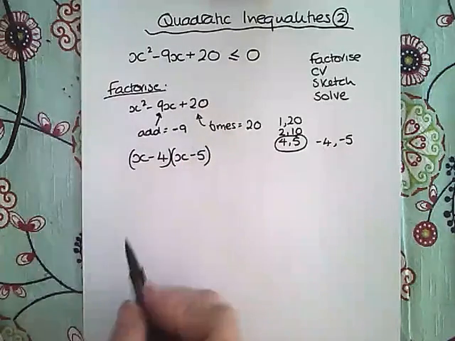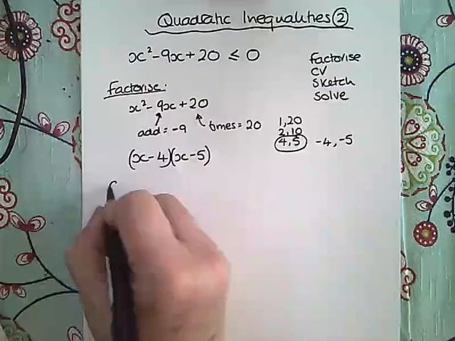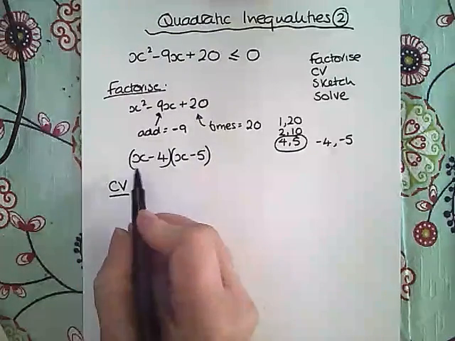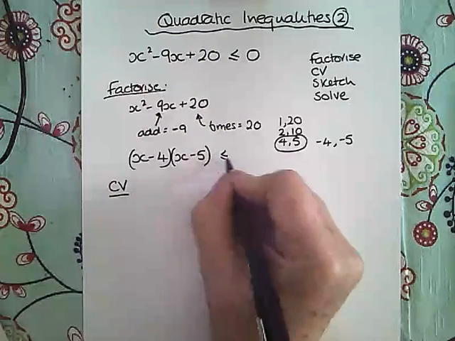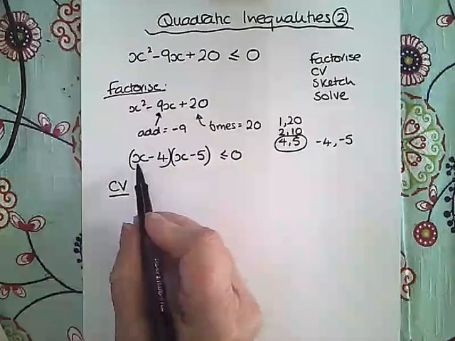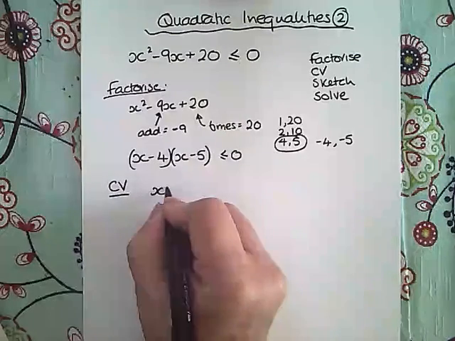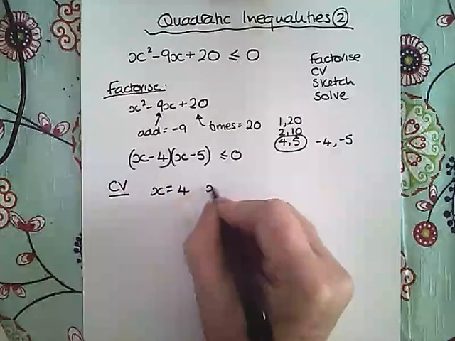Next, we need to identify our critical values. Critical values are the values of x which make these brackets 0. Sorry, this is still less than or equal to 0. So in this case, x equals 4 and x equals 5.